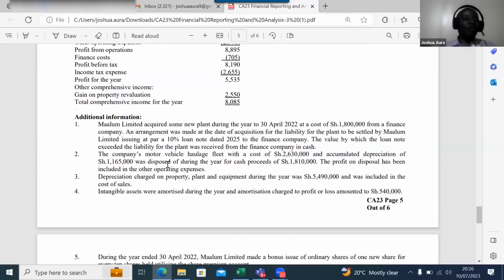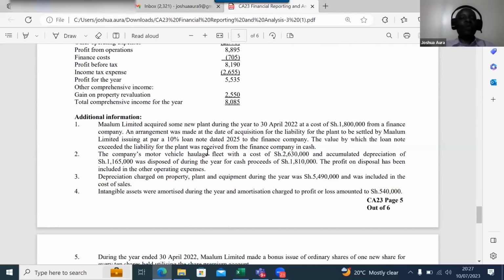And note number 2 will give me 2 marks. So I would want to see whether there is any student who will be able to give me the profit or loss upon disposal of these assets. Remember that the cost of these assets that were disposed was 2630 in thousands. And they had an accumulated depreciation of how much? Of 1165.